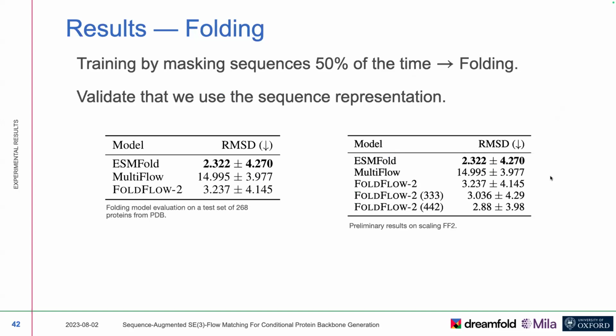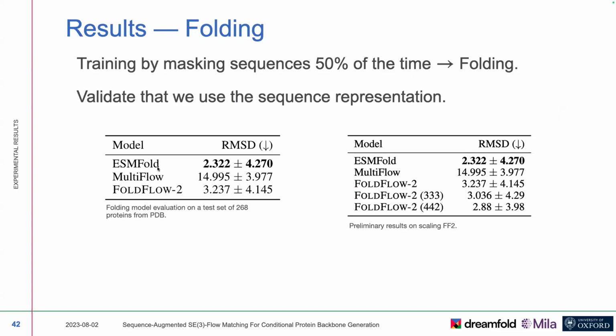So I'll quickly go over this in the interest of time, but here we just wanted to sanity check that we indeed take the sequence representation into account. And so we just evaluate on the folding test since we mask it 50% of the time. So we start from a test set of a bit less than 300 sequences, fold them and compute the RMSD between the folded and ground truth one.